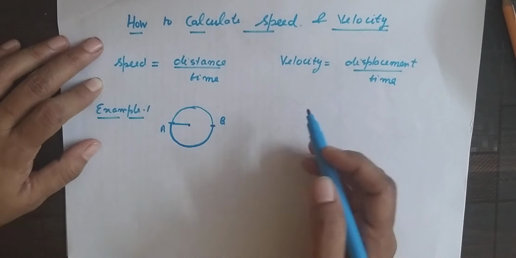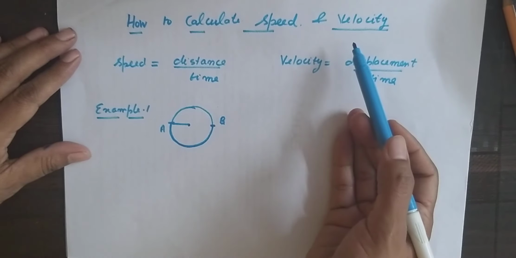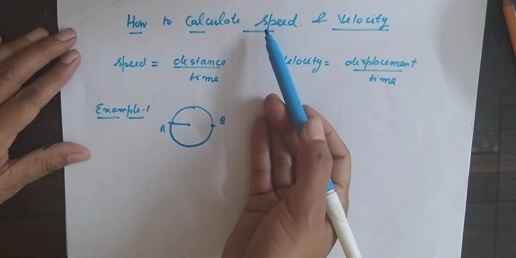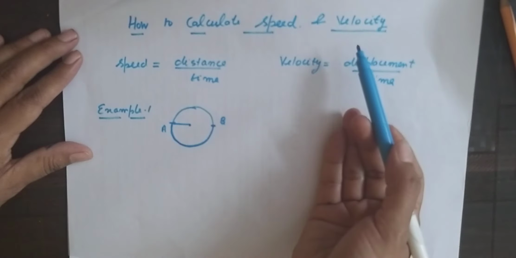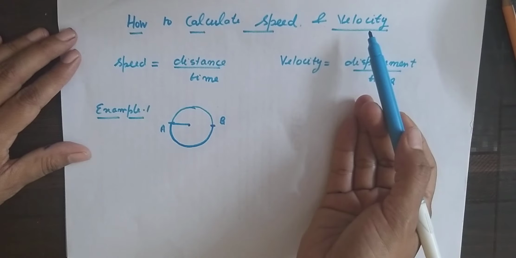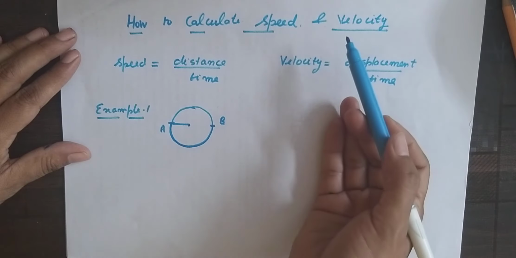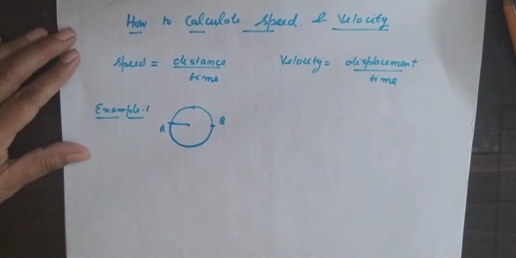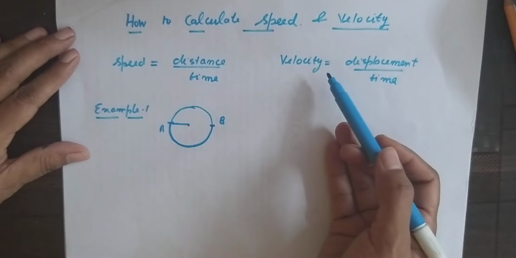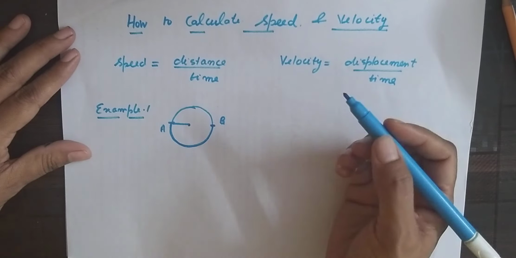Good morning, everyone. In this session, we'll learn how to calculate speed and velocity. In the last session, we learned the definitions of speed and velocity and the difference between the two. Speed is a scalar quantity, velocity is a vector quantity. All these things we learned in the last session. In today's session, since we know the formula for both speed and velocity, we'll learn how to calculate them for different situations, right?